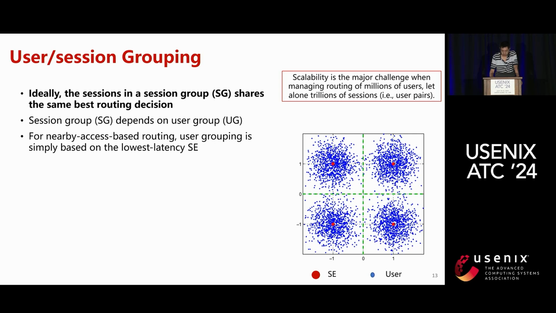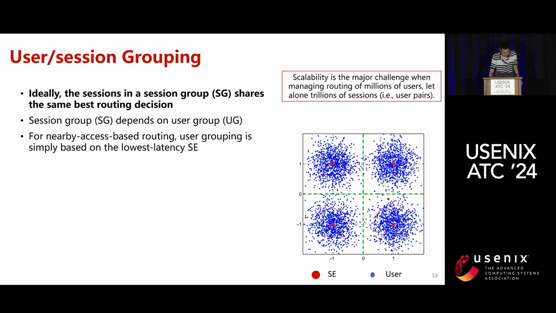Scalability will be the major challenge to handle all the users. Therefore, we need user and session grouping. Ideally, the sessions in the same session group can share the same best routing decision. Of course, the session group depends on the user group. It's just like a user group pair.